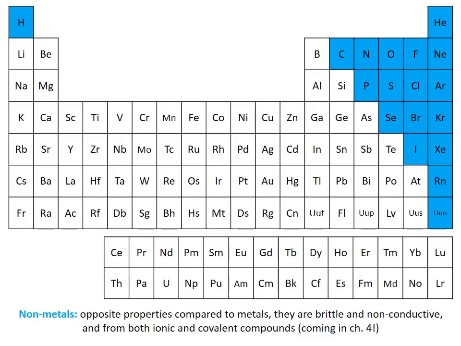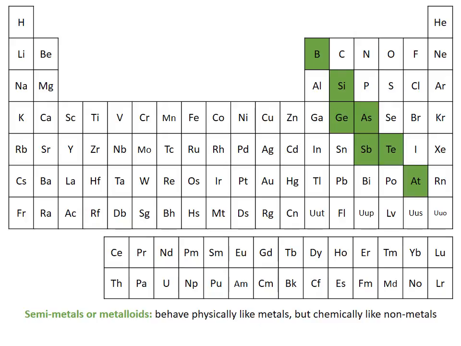But what about the ones that are neither one nor the other? These are the semi-metals or metalloids. They tend to behave physically like metals in that they have some malleability, some electrical and thermal conductivity, but chemically they tend to behave more like nonmetals. These elements have some ability to form covalent bonds, which is very rare in the metals. So that's the second way we differentiate groups of elements: metals versus nonmetals versus metalloids.